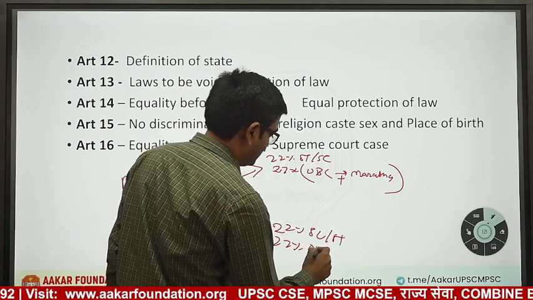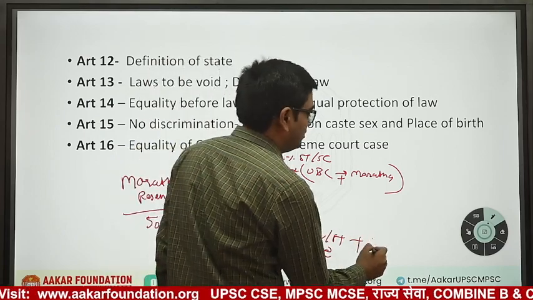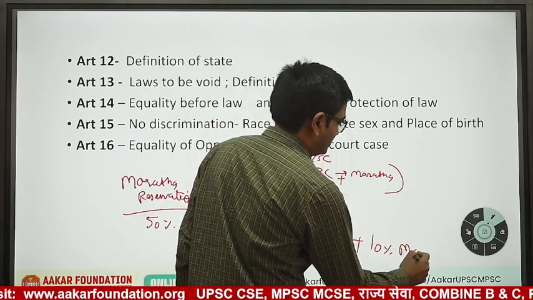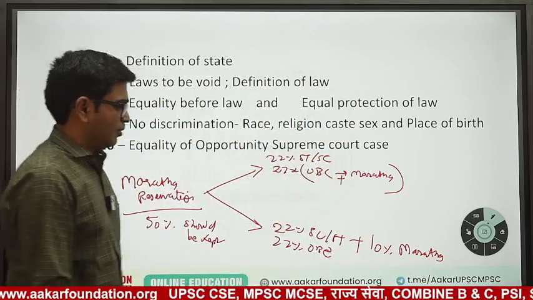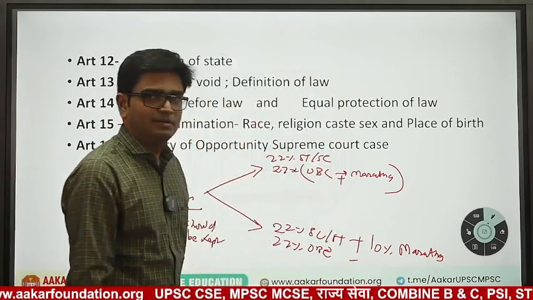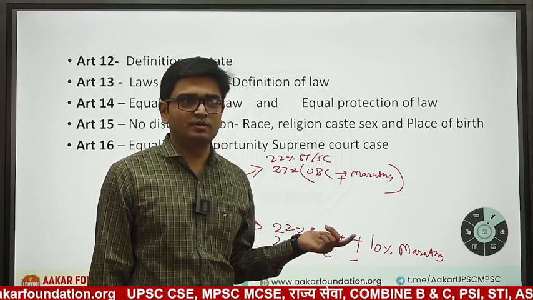Another way is that 22% SC, ST, 27% OBC, plus some more percent exclusively for Marathas, for example, let's say 10% to Marathas. This is another way of giving reservation. But the problem is that this crosses the 50% limit. This was already done by the previous government and it did not stand the test in the Supreme Court.